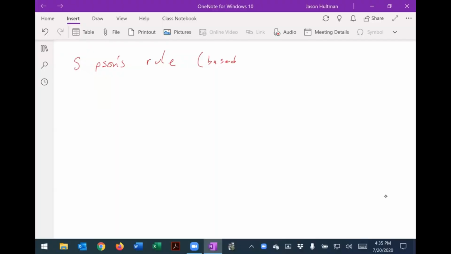Okay, Simpson's rule. They become increasingly more and more complex, but it's all good. This is based on parabolas between the points, instead of trapezoids or rectangles or straight lines. Even the trapezoid was a straight line. This is based on a parabola, a curve, between the points.